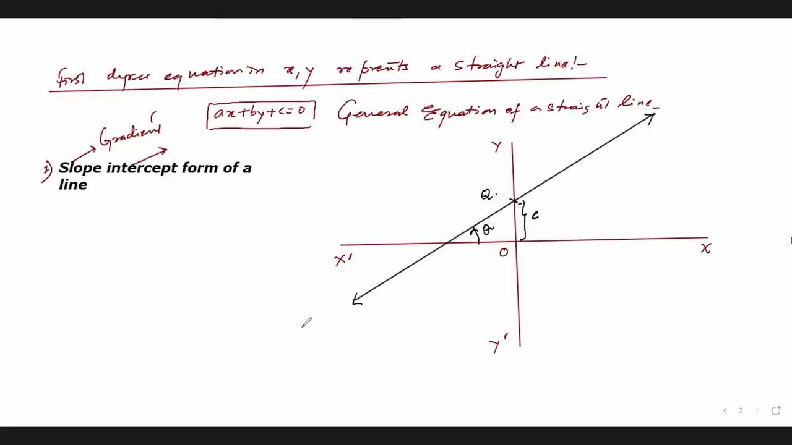So how will we find the equation of this line? As you are able to see, this line intersects the y-axis at Q and makes an angle theta with the x-axis. If I know my angle theta, I can find the slope of the line. Slope is m, and m is tan theta. So the slope of a line is tan theta, right? Let us take one point P on this line. x comma y is the coordinate of this point.